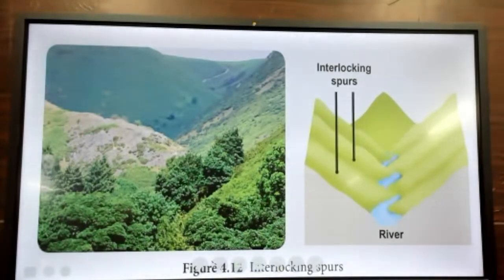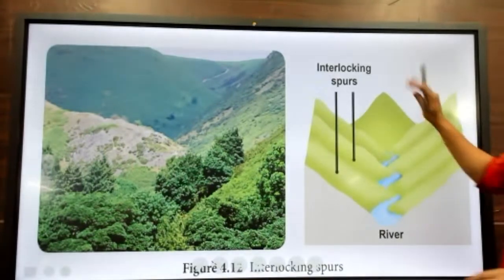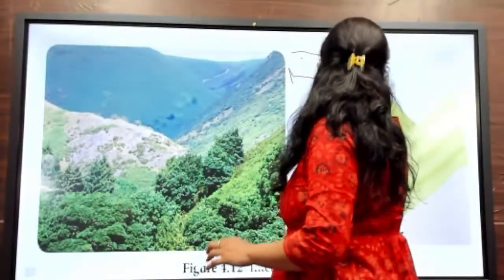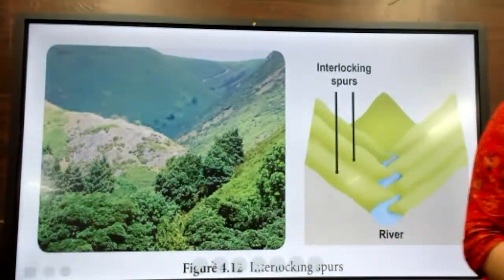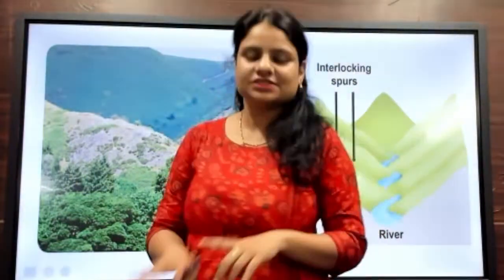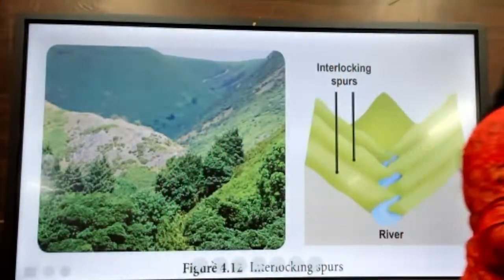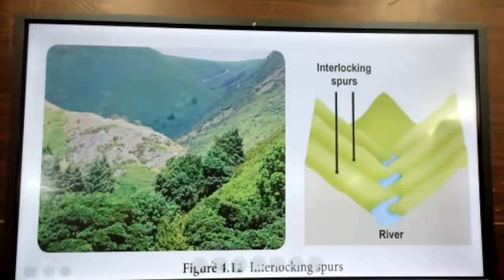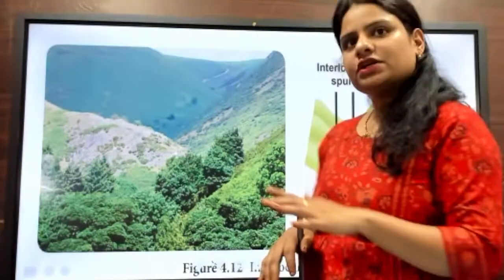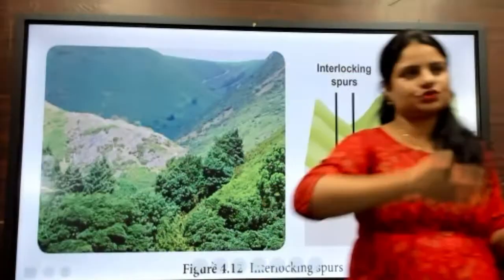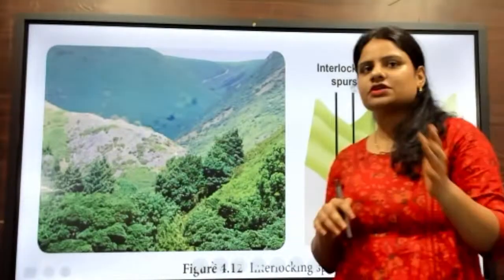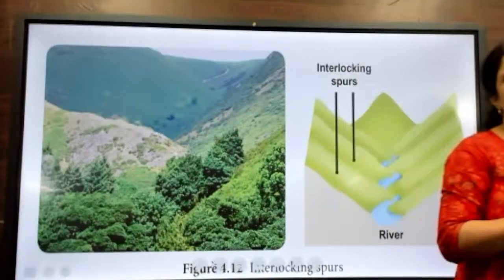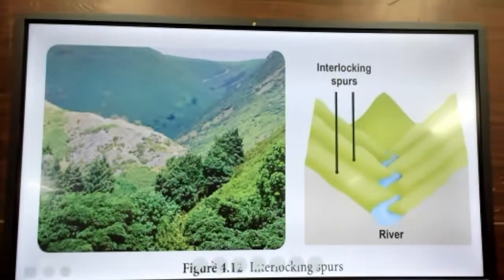Now you have something called depositional features of the river. We'll finish the river portion, and the remaining we will do tomorrow. Now, erosional you understood. Some material will be eroded by the river, and these are the features through which this erosion will happen. Now write down the depositional ones.